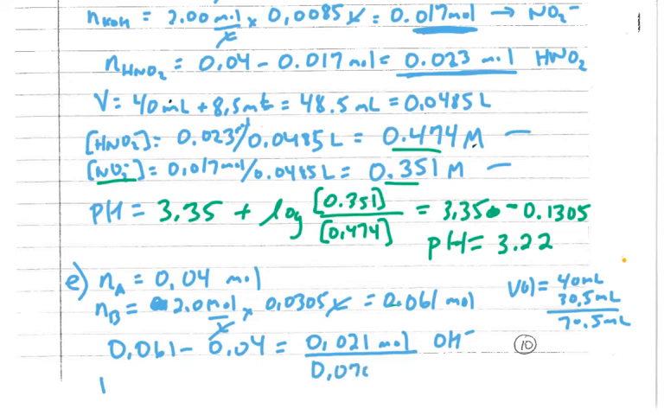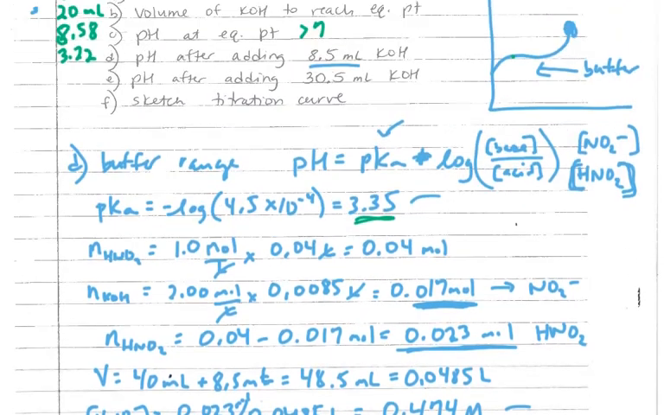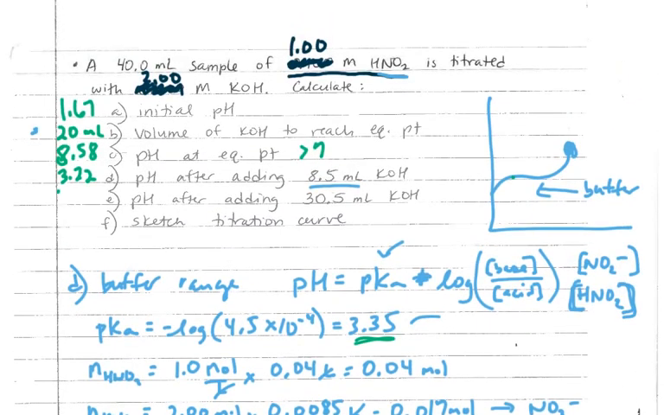So 0.0705 liters gives us the concentration of hydroxide, which is 0.298 molar. So the pOH is the negative log of that, which comes out to be 0.53. So the pH at this point is 14 minus 0.53, which is 13.47. So we can write that in up here, 13.47. And we can sketch this out, or we can complete this sketch here, simply labeling it.